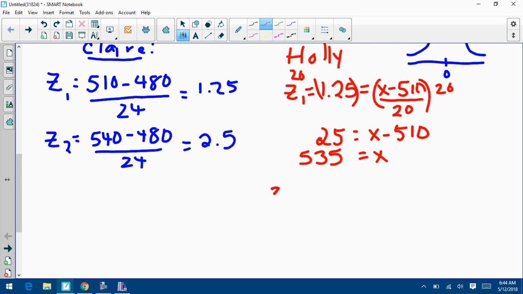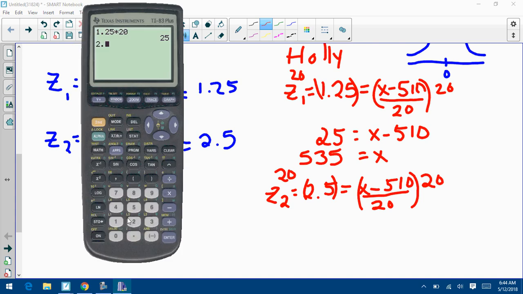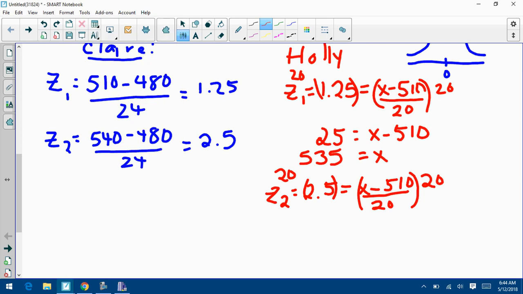And we need her second z-score to be the same as Claire's second z-score, 2.5. Similarly, x minus 510 over 20. So if I multiply by 20 there, multiply by 20 there, 2.5 times 20, you might be able to do that in your head, but it's going to be 50. So 50 equals x minus 510. And getting x alone, add the 510 over, we get 560.